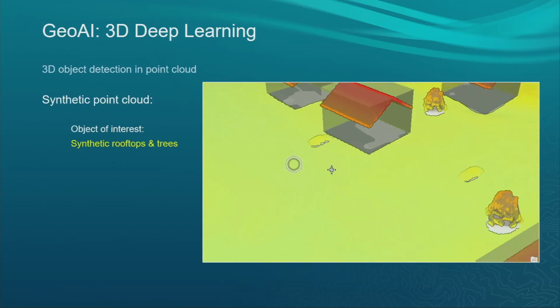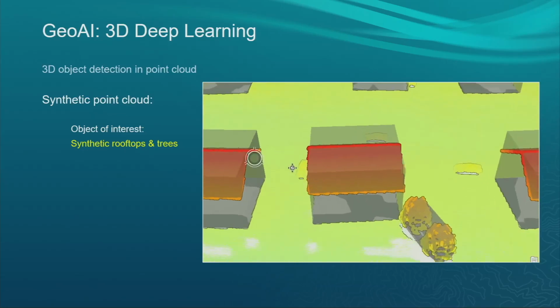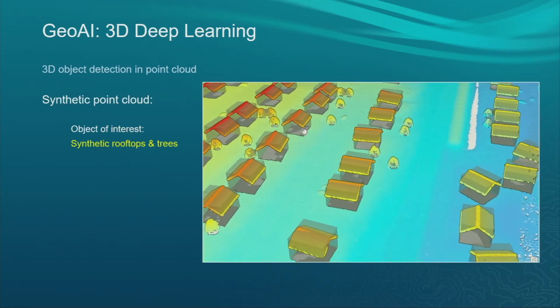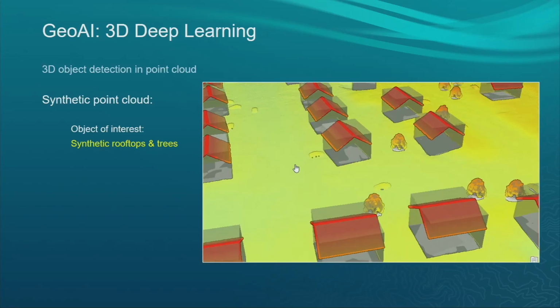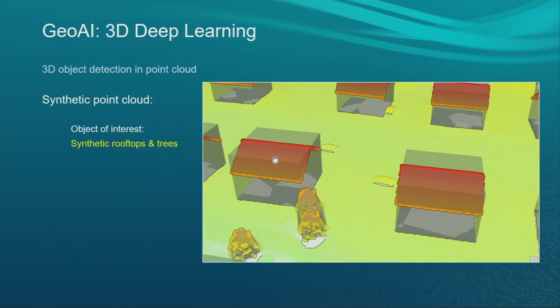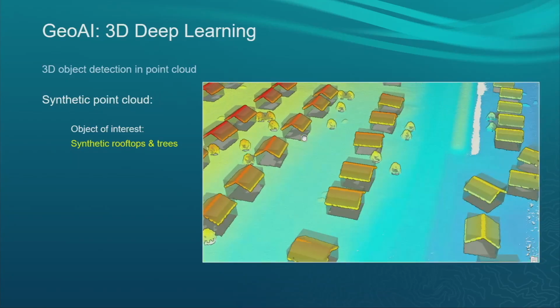And here we have a synthetic point cloud, and we are detecting objects which are rooftops and trees. And of course, 3D object detection is very relevant for indoor point clouds, where most of the objects are of similar size, like chairs, tables, or fire alarms or fire extinguishers.